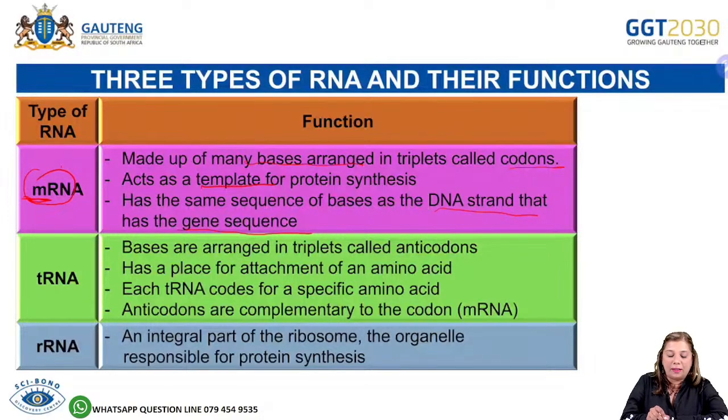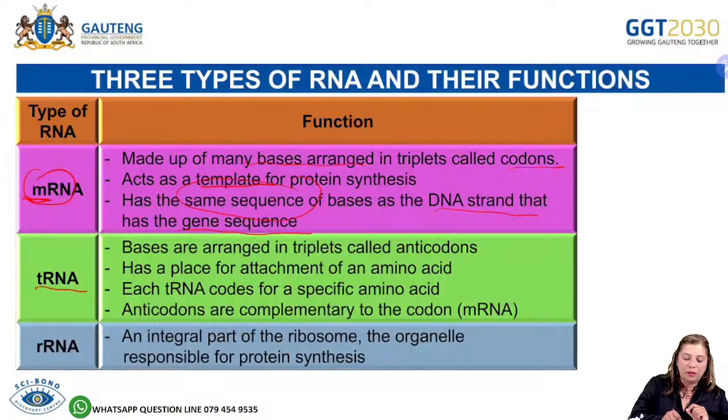They say it has the same sequence of bases as the DNA strand. Yes, we know that that can be true, but we also must remember at the back of our mind that RNA has uracil and DNA has thymine. So that is where they're going to differ slightly. So yes, they're going to have the same sequence, but not exact same nitrogen bases. Then we have transfer RNA.